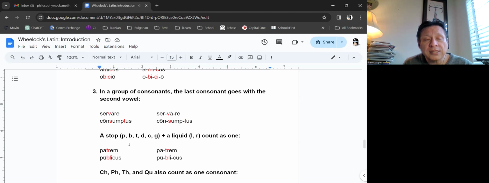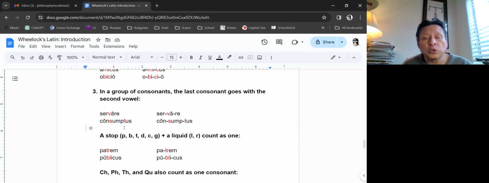Servare, servare, right? You have the two consonants in the R and the V. So the last one, the V, goes with the A. Servare. Here we have NS, so the S goes with the U. Here we have MPT, so the last one, T, goes with the U.